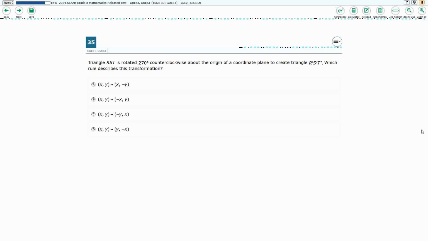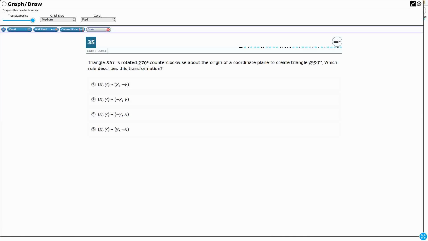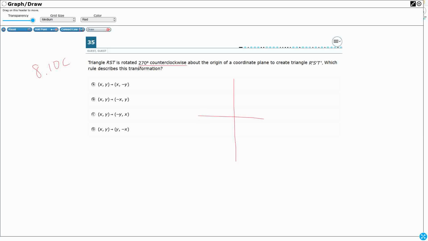For number 35, we are looking at transformations on the coordinate plane. This is standard 8.10c, and we need to find the rule that describes the transformation of a 270 degrees counterclockwise rotation. Now, rotations and reflections involve a lot of just memorizing rules, but there are some that are a little bit intuitive, right? So let's go ahead and knock out the ones that are intuitive.